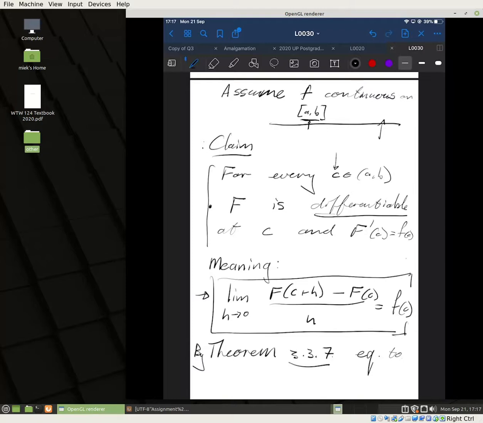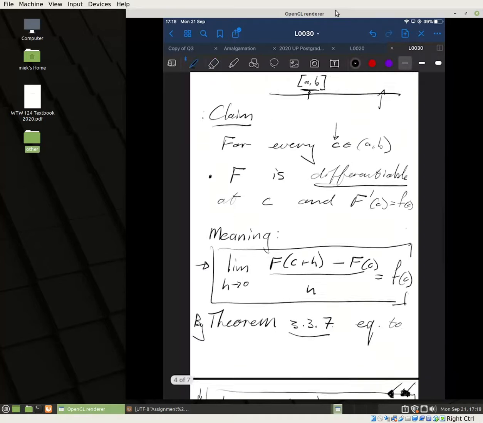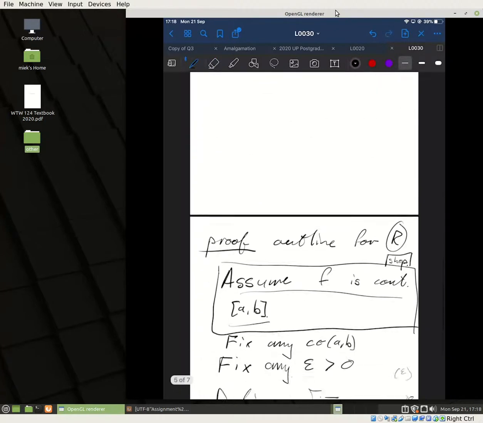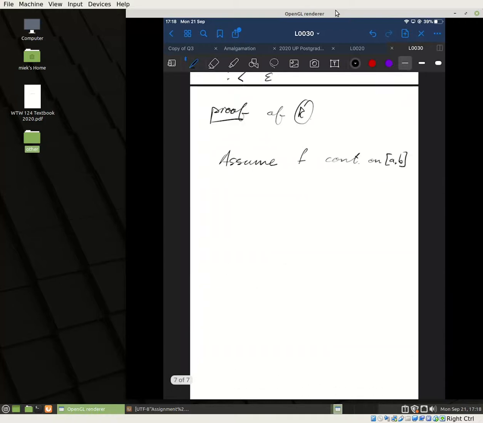So we are busy proving this statement of the fundamental theorem of calculus. It says for every c, F is differentiable at c and its derivative is equal to little f. Okay, and we wrote out a proof outline. So now we can fill out the proof.